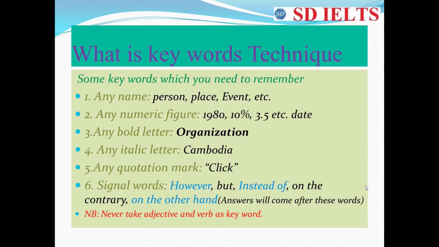And you need to remember the most important thing: you cannot take an adjective or verb as a keyword, because it changes. For example, you get "good" as a keyword in your sentence, and you are searching for "good" in the reading passage, you will never find it, because it has changed to a synonym. Sometimes instead of good, you will find incredible, fantastic, or marvelous. So never take an adjective or verb as a keyword, because it changes. Instead, for the rest of the things, you will get the same words. So you need to search for the same keyword so that you can find it easily.